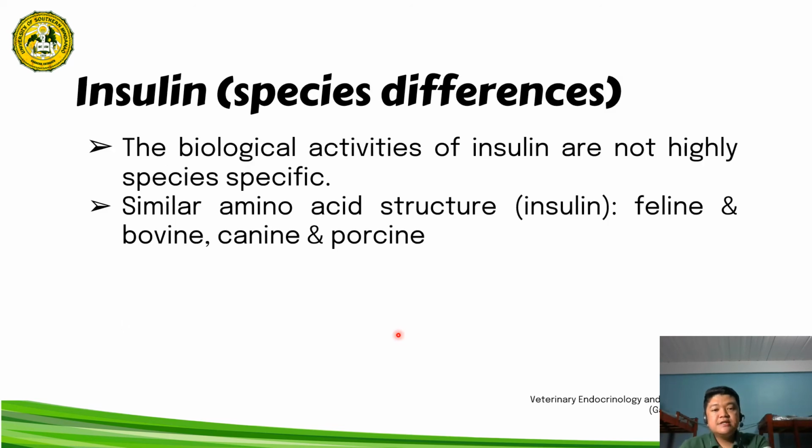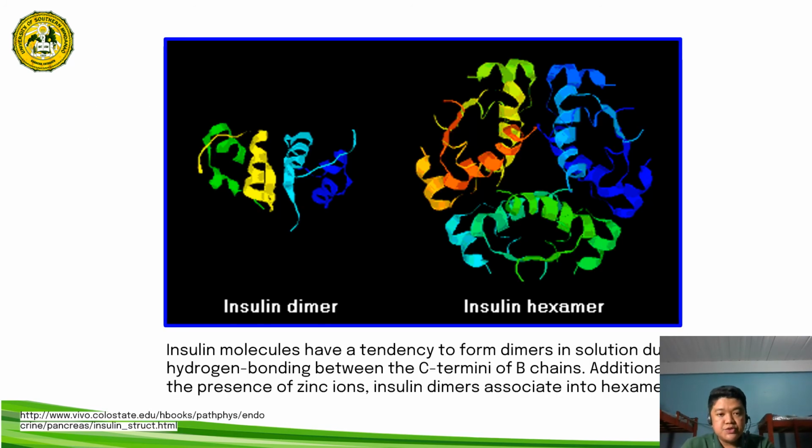So the biological activities of insulin are not highly species specific. So we have here similar amino acid structure that can be found for feline, bovine, canine, and porcine. But again, in terms of their similarity, the cats or felines have almost the same structure to that of the bovine. For canine and porcine, they have almost the same chemical structure.